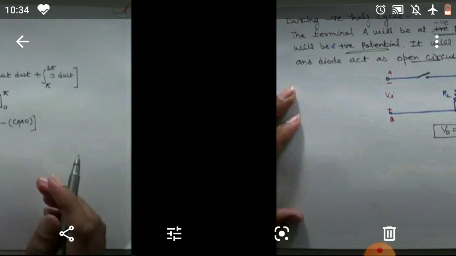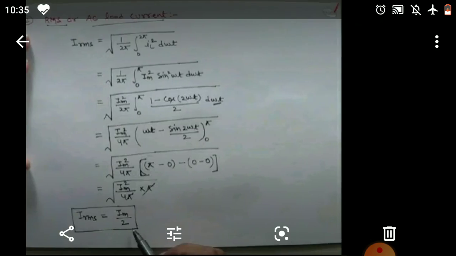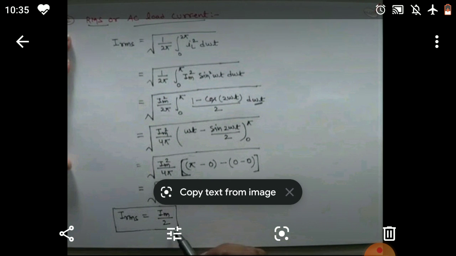As only the half cycle is obtained at the output, this is called a half wave rectifier. In the half wave rectifier, the average DC load current is IDC equal to Im by pi. The RMS current present in the output is IRMS equal to Im by 2.